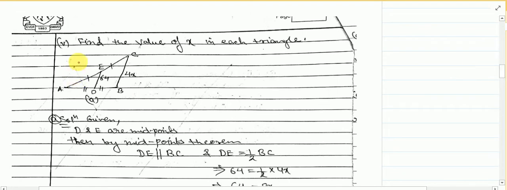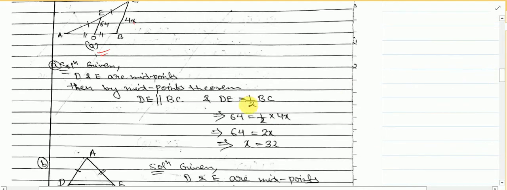This is the fifth one. Here, find the value of x in each triangle. So this is your A, you have to draw the figure, and then write what is given to you. Here D and E are midpoints, so I have labeled it A, B, C, D, E. Then by midpoint theorem, DE will be parallel to BC and DE is going to be half of BC. Then substitute the value. DE is equal to 64, BC is 4x. You simplify and you get 32.